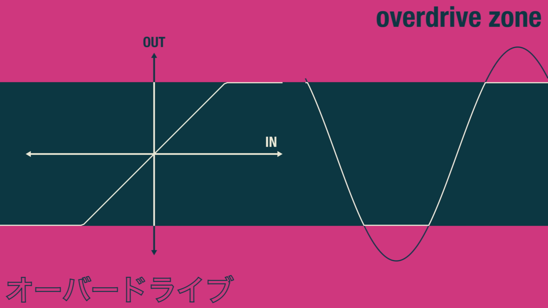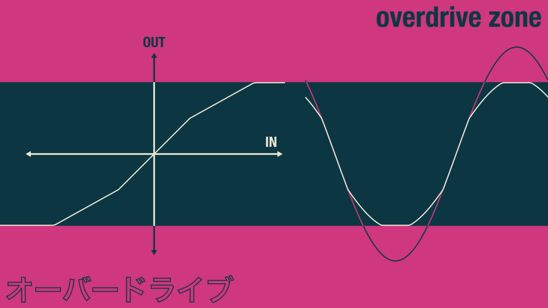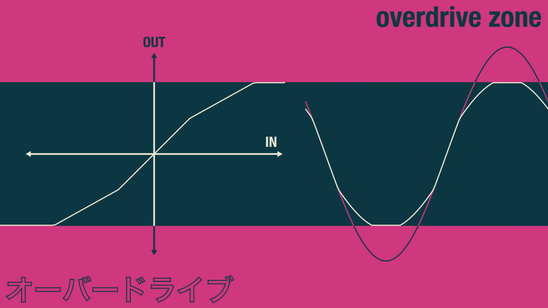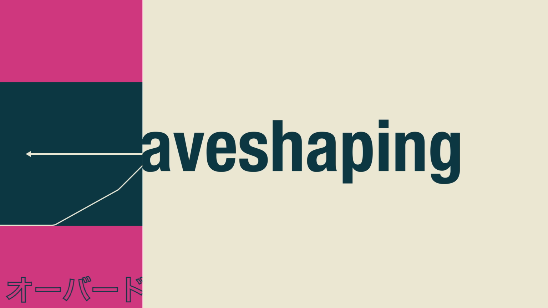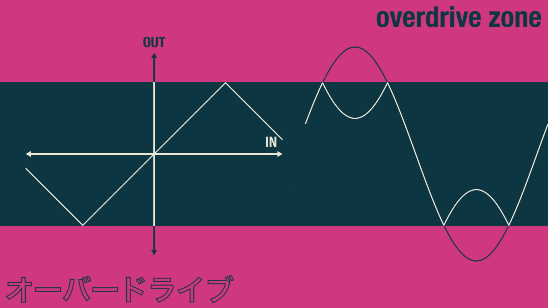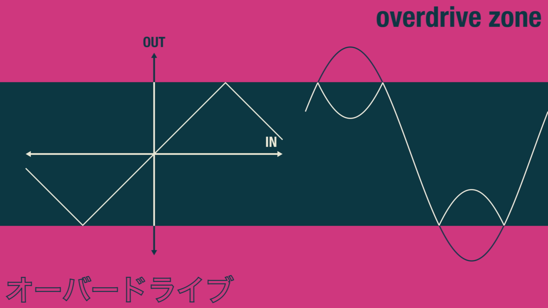Clipping looks like this. Compression looks like this, but you also need attack and release times. Applying functions to the gain of a waveform is called wave shaping. Wavefolding is a special case of wave shaping. A mathematically perfect folder looks like a triangle wave.